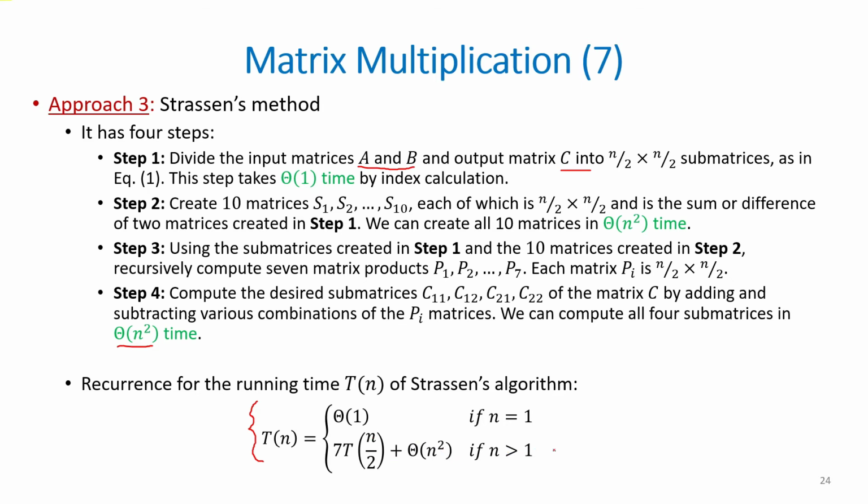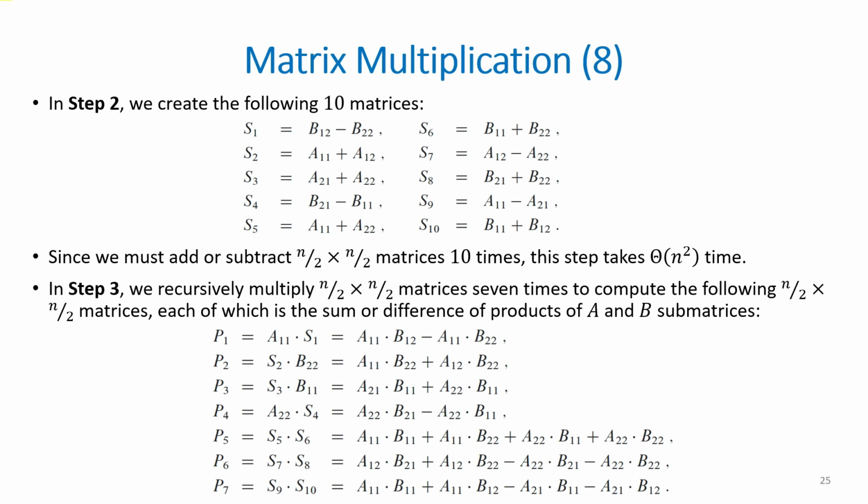In step 1, we divide our matrices using equation 1. Then in step 2, we use those submatrices to actually calculate S1 to S10. And these include addition or subtraction operations. And since we have 10 addition and subtraction operations, this would have a running time of θ(n squared).